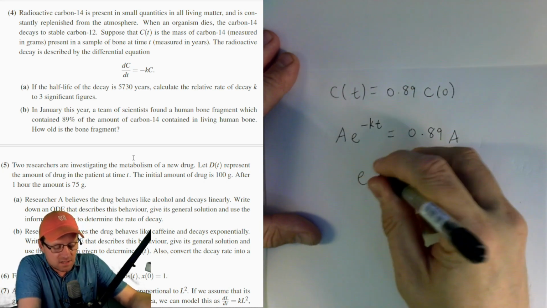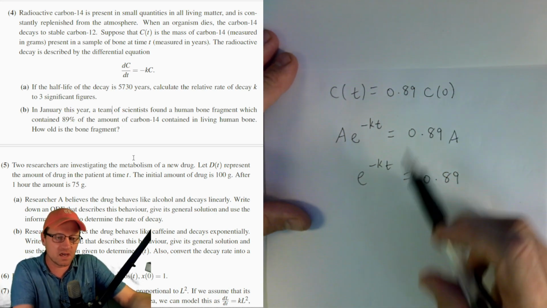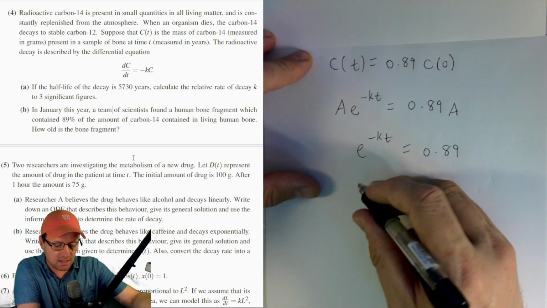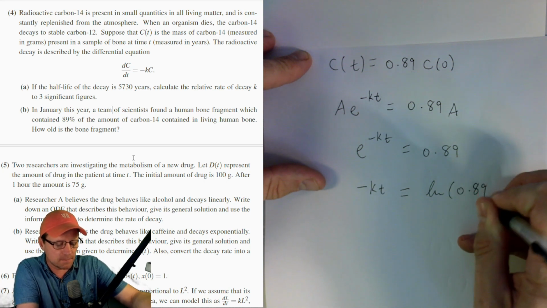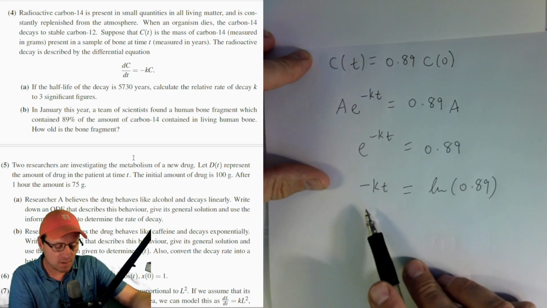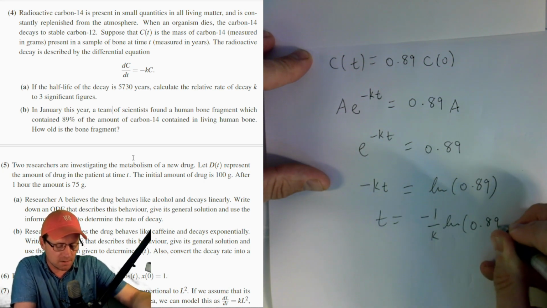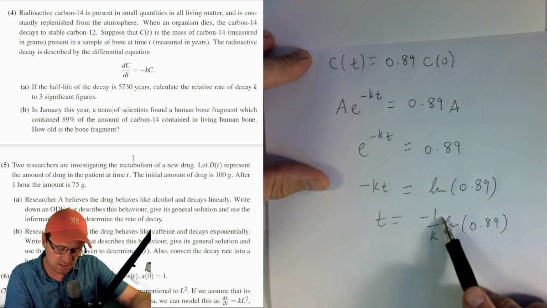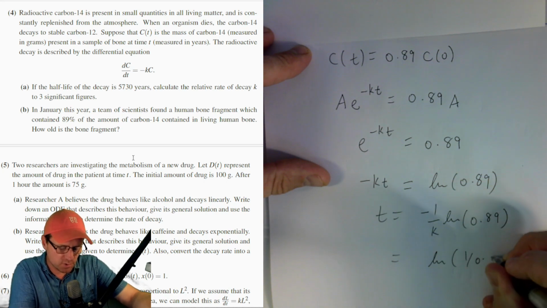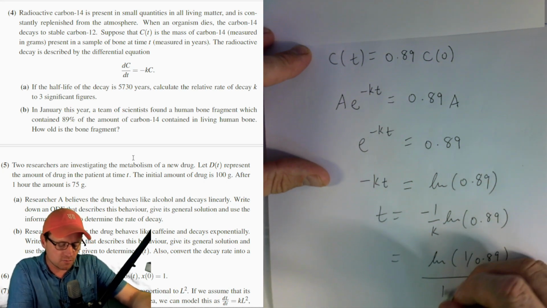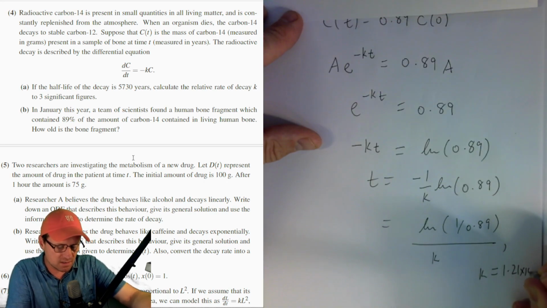Okay, and so this gives us e to the minus kT is 0.89. Now we already know the value of k. It's given up here. So taking logs, we have minus kT equals the natural log of 0.89. So dividing by minus k, T is minus 1 over k, natural log of 0.89. Now there's a log rule that says that we can take this minus 1 up into the exponent there. So then we have natural log of 1 over 0.89, over k, where k is 1.21 times 10 to the minus 4.